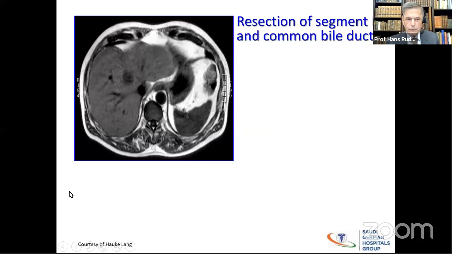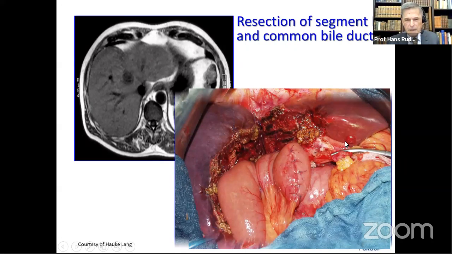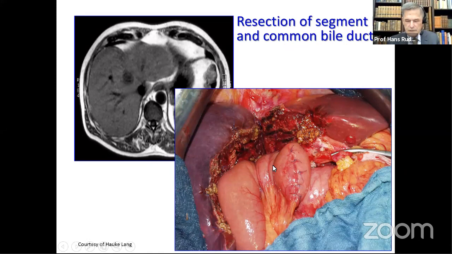Let me show you a few examples of difficult resections, but what we are doing in our daily lives. This is a segment 4 resection, where you have to thoroughly dissect structures in the hilum if you want to keep segment 1, 2, and 3. Then you need, in that case, to do an anastomosis between the bile duct and the small bowel.